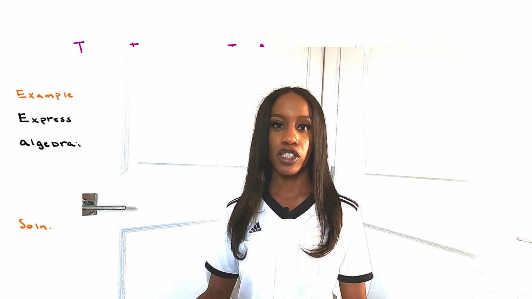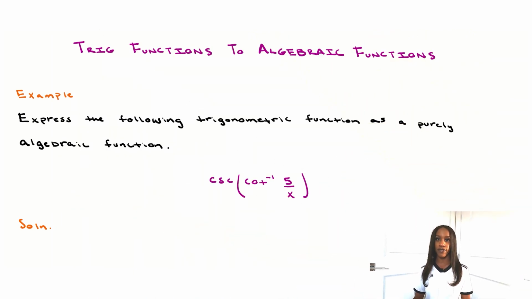Let's get started. So in our example here, we're given a trig function, which is cosecant of the inverse of cotangent of 5 over x, and we're asked to express this trig function as a purely algebraic function. So to successfully make this conversion, we're going to start inwards and work our way out.